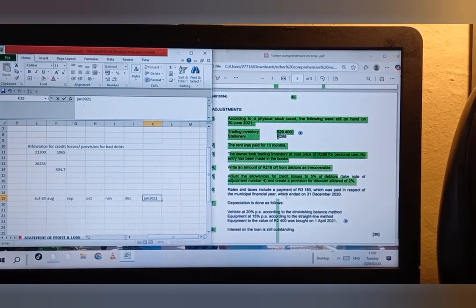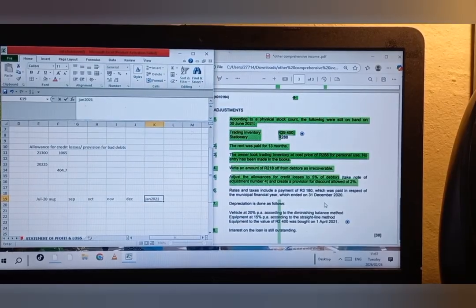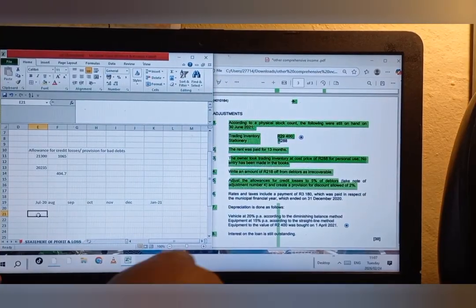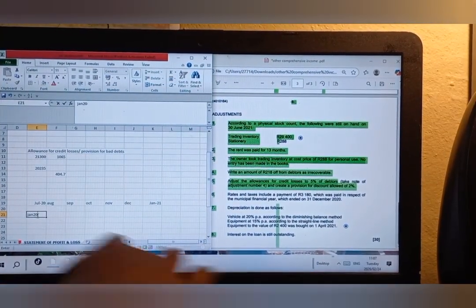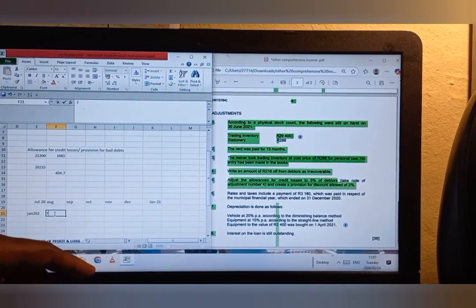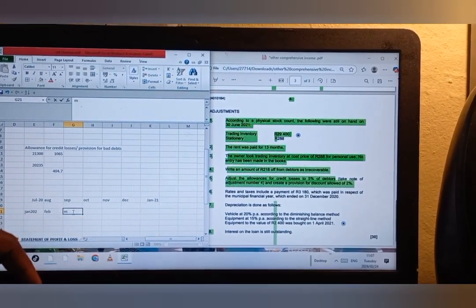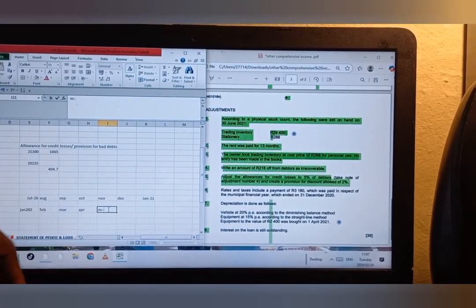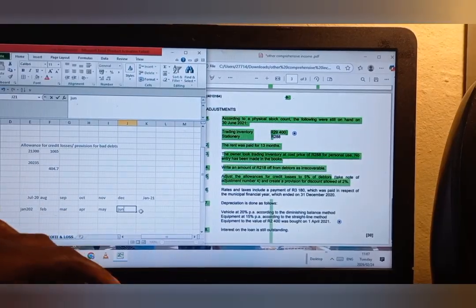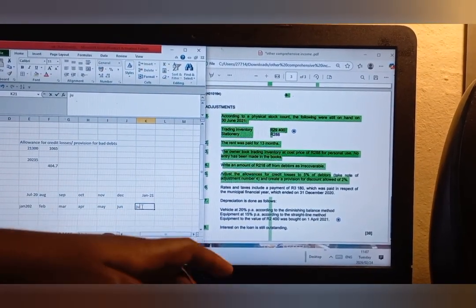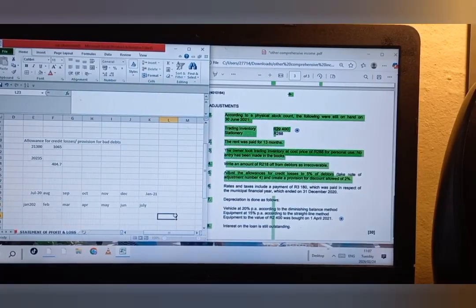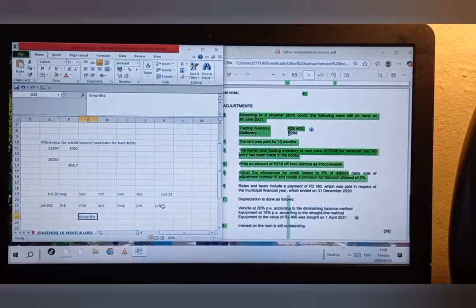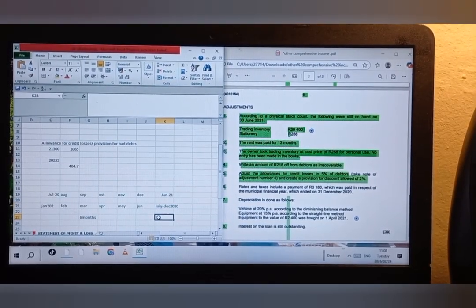And then, guys, here they tell us that the year ended in 31st December 2020, meaning it started in Jan 2020. Feb, March, April, May, June, July 2020, still up until December. From January up until June is 6 months. Then from July till December, it's another 6 months.